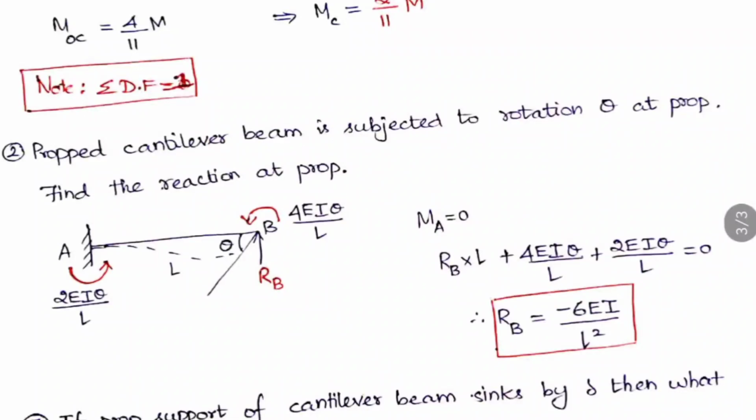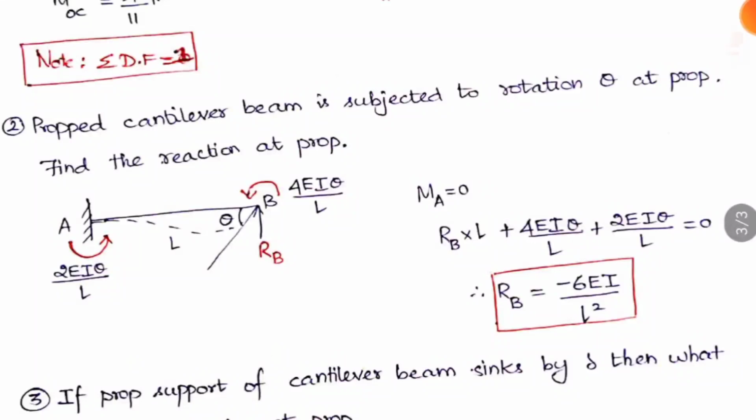Reaction is asked there. Now we can use this concept, the moment theorem, and find the prop reaction. We have drawn the prop cantilever beam here and a rotation is applied at the prop. The rotation will be occurring like this, and the reaction I have drawn is RB. Now when this is the case, the moment applied is 4 EI theta by L.